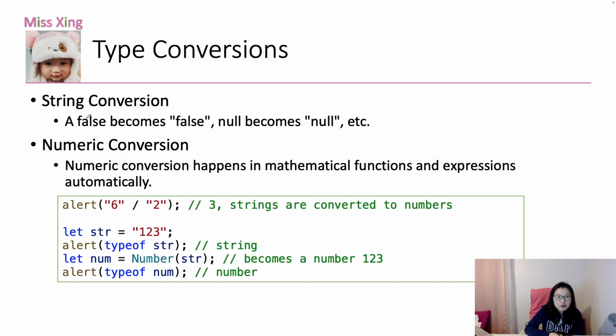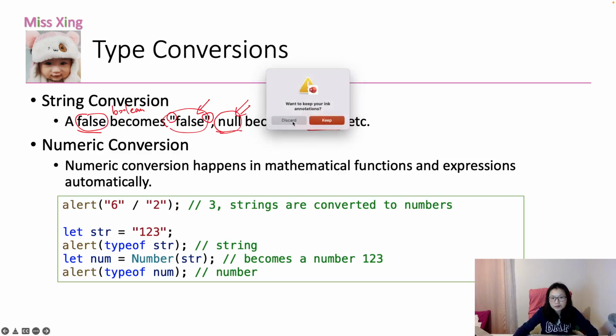Very simple. When you convert false, which is a Boolean, it will convert to be a false. When we have double quotes here, it means a string type false, okay? And null becomes a null. We know it's its own type, it's a null, right? And when we add two quotes here, it means string null. Let's take a look at how it's going to work.